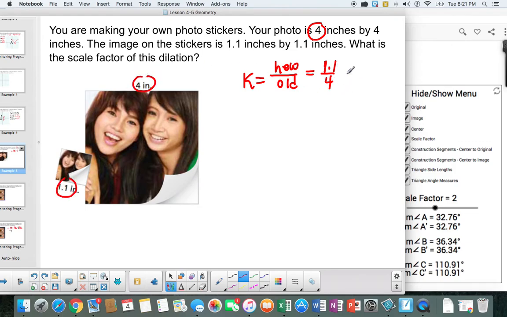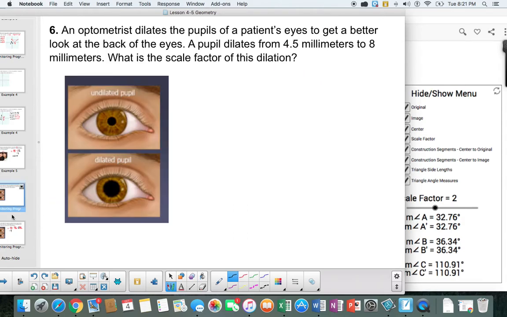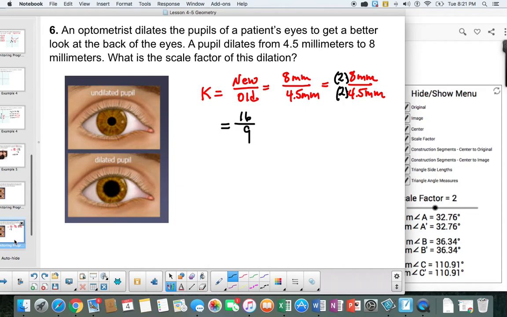And this is kind of an awkward way to show a ratio. So what I think I'm going to do is I'm going to times the top by 10, and I'm going to times the bottom by 10 to get rid of that decimal. And this is 11/40, which is a much better scale factor. Now that is a reduction because it's less than 1, and we can see the sticker is smaller. All right, your turn. Go ahead and see if you can find the scale factor for this dilation. And here's the answer. New divided by old, we're taking the numbers that they gave us from the new divided by the old. That's an awkward way to write the ratio, so I times by 2, and I got 16/9.